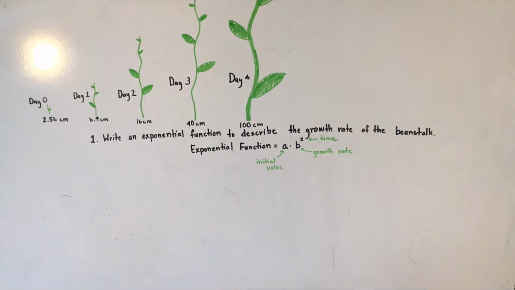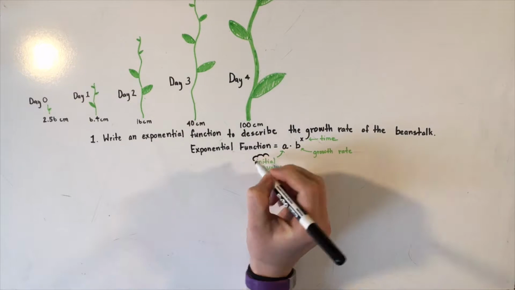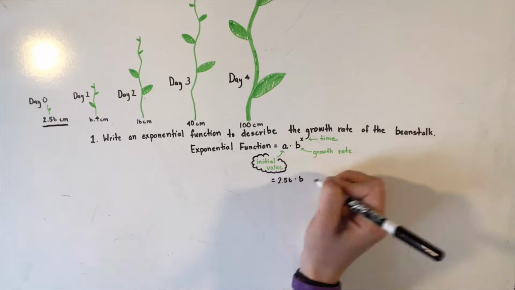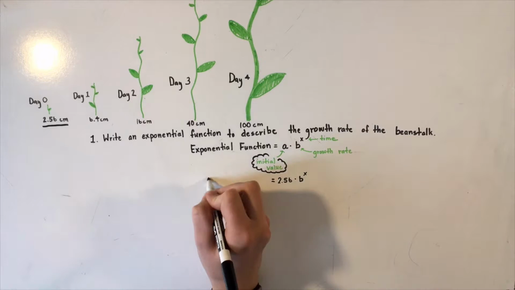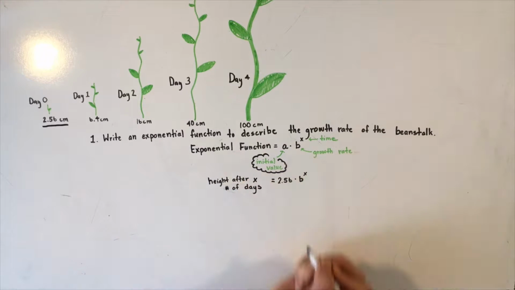For this example, our initial value is 2.56 centimeters. b represents our growth rate, which we haven't figured out yet, x is our amount of time, and our function equals the height after x number of days.